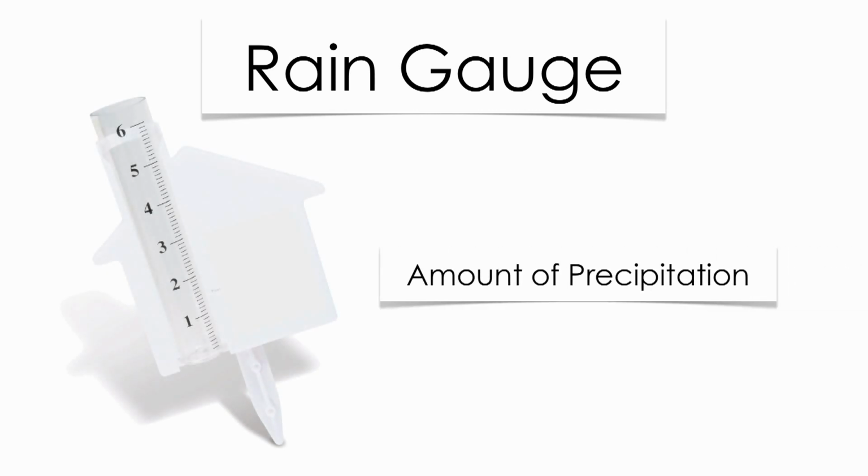And finally, a rain gauge. Now, rain gauges are going to be used to measure the amount of precipitation. There's a lot of different units that can be used here. Inches and centimeters are two of the more common ones that are going to be used. So meteorologists can use a rain gauge to determine the amount of precipitation from a storm.